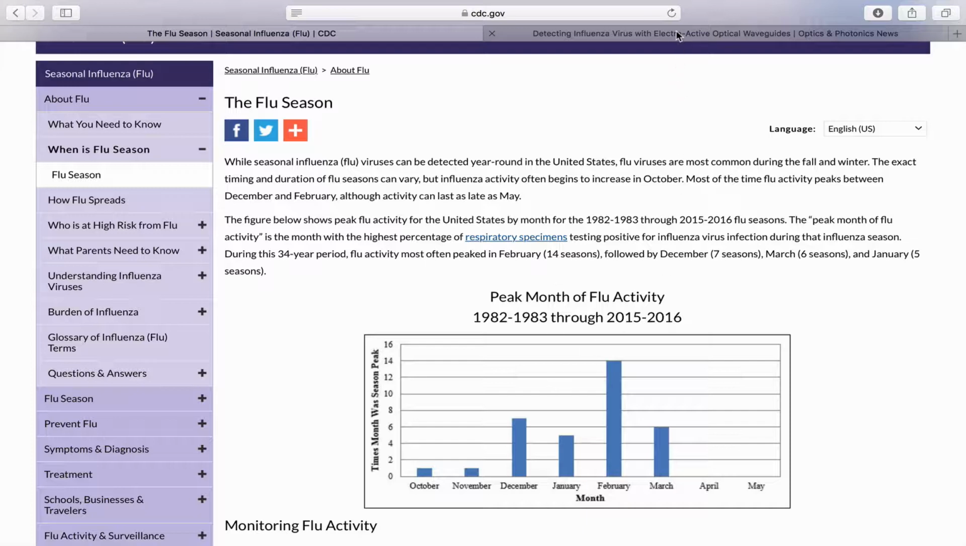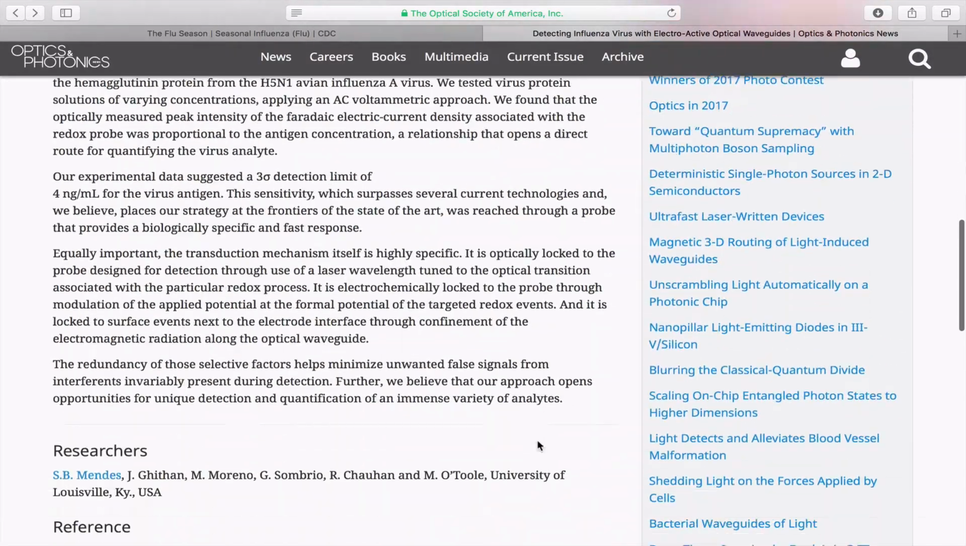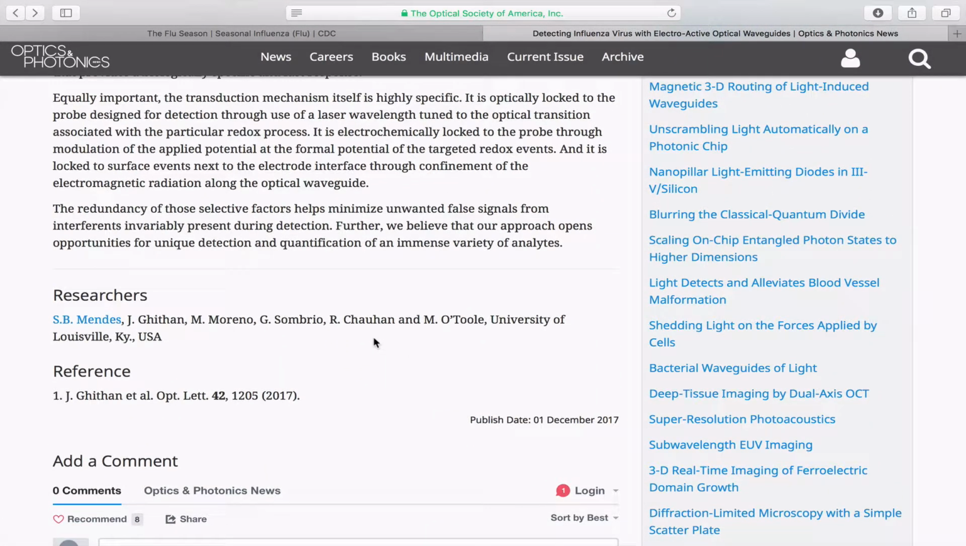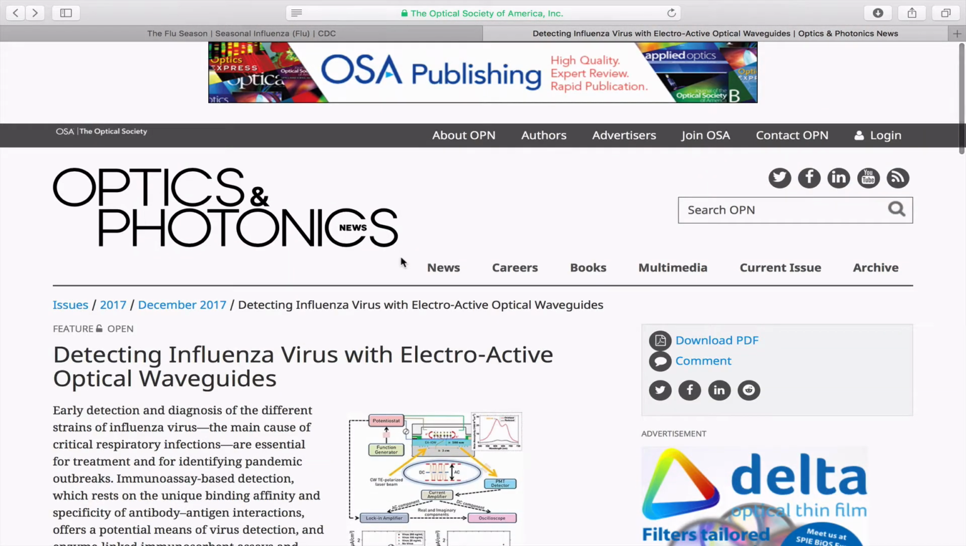What I actually want to show you is an article that was published last month in a special issue of Optics and Photonics News. Now, this is a monthly magazine that provides coverage of many relevant developments in the field of optics, which is a subset of physics involving the behavior and properties of light and its interaction with matter. So as we can see here, researchers at the University of Louisville have developed a new way to detect different strands of the flu virus. And I wanted to highlight a couple of things from this article because I found it interesting.